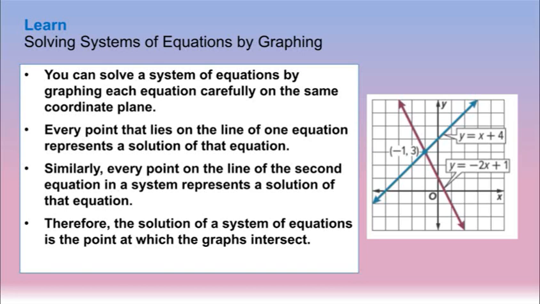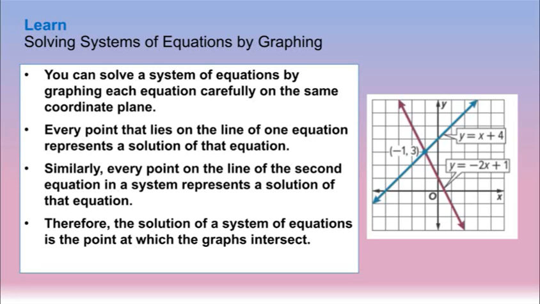Moving on to the next part, you can solve a system of equations by graphing each equation carefully on the same coordinate plane. One thing you have to make sure of, if you're drawing it out, is that you are as accurate as possible, you're using the same intervals, and you label your axes. Every point that lies on the line of one equation represents a solution of that equation. Similarly, every point on the other line represents the solution of that equation.